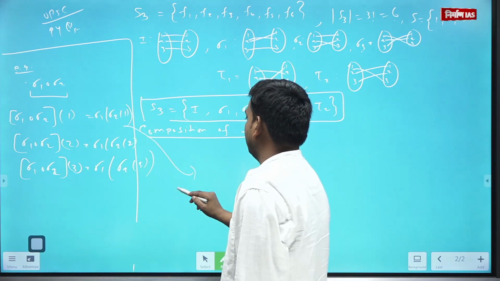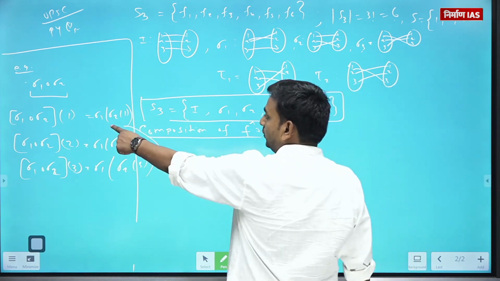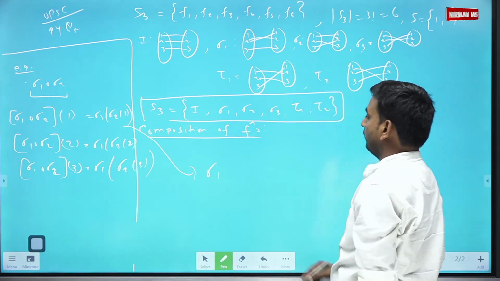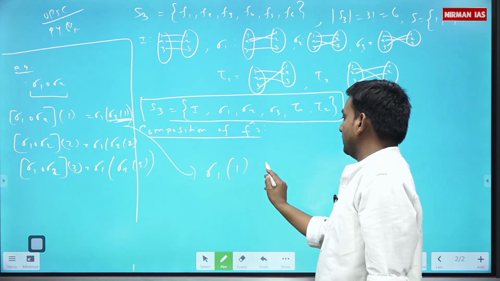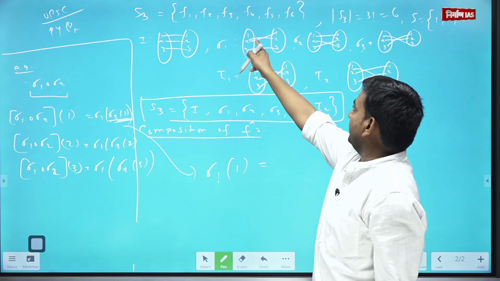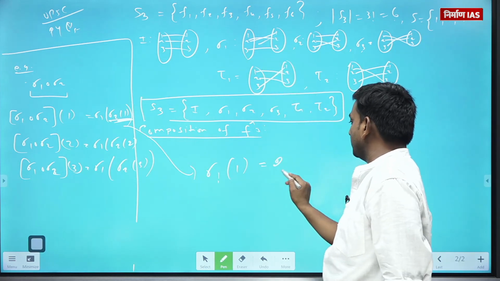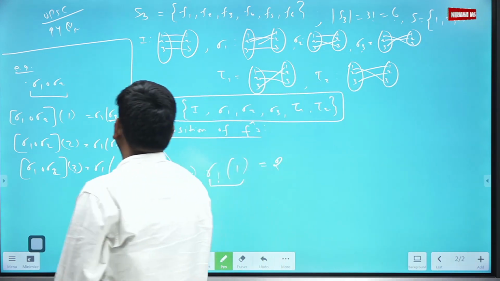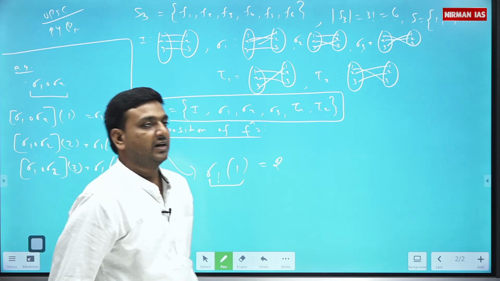Okay. Now tell me, sigma 1 sigma 2 of 1 is what? Sigma 2 of 1 goes to 1. Getting my point? And what is sigma 1 of 1? Where is 1 mapped? 1 is mapped to 2 and 2 is mapped to 1. So 1 is mapped to 2. So sigma 1 of 1 is 2. So ultimately, dear, this element will be 2. Is there any doubt?